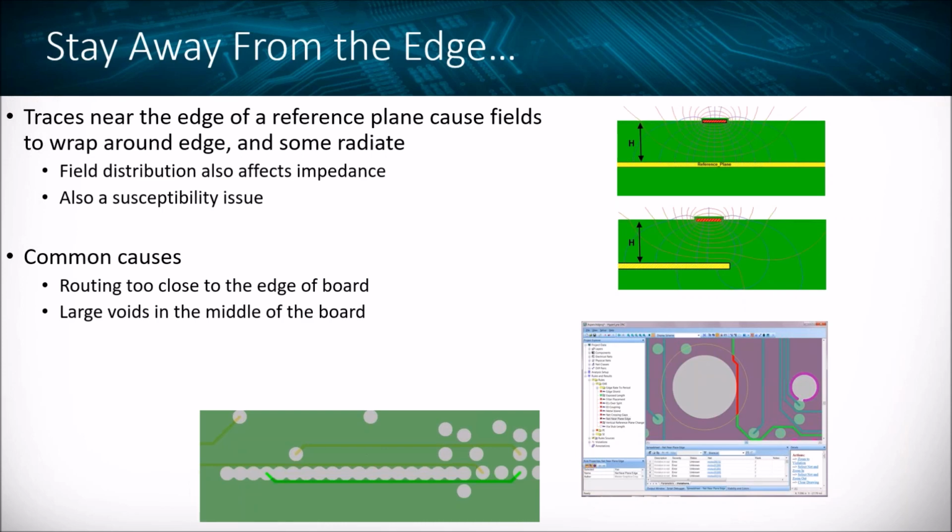Okay, so some common related issues are routing too close to the edge of the board. Of course, if you're routing very close to the board edge, you might not be over a solid reference plane. And then there's any large void in the middle of the board. If you're routing close to that or right over the top of it, again, the reference plane is not going to come fully in contact with the trace.